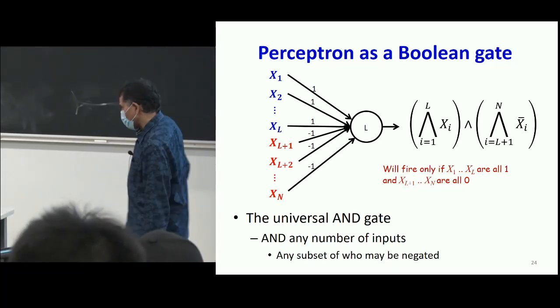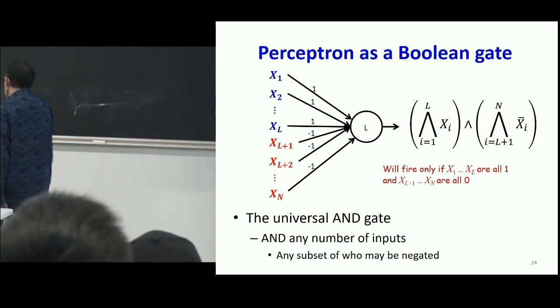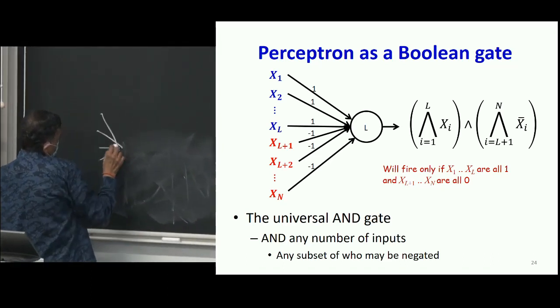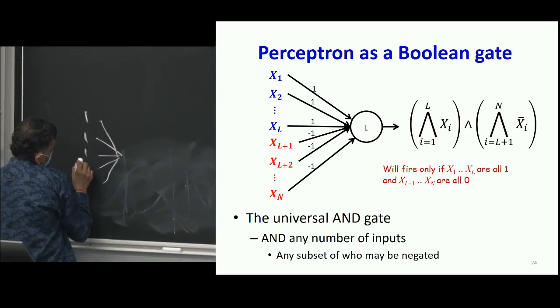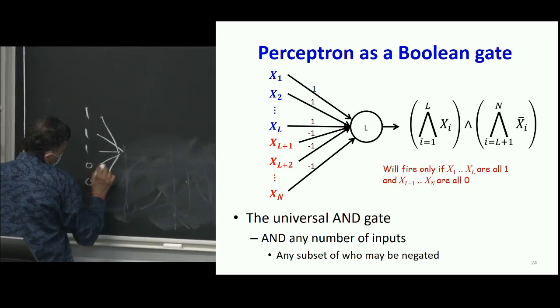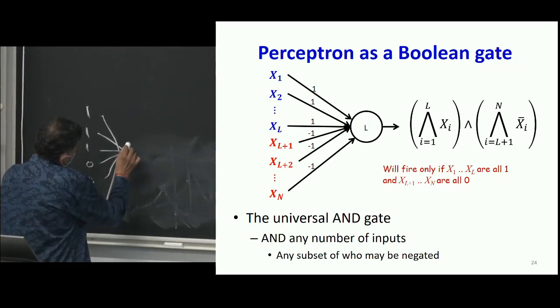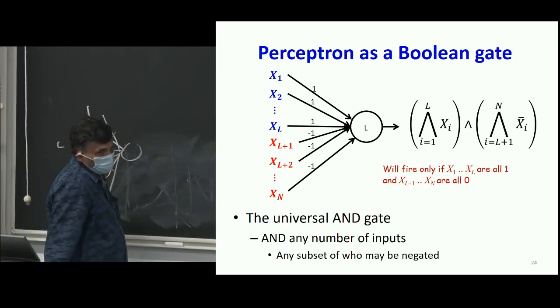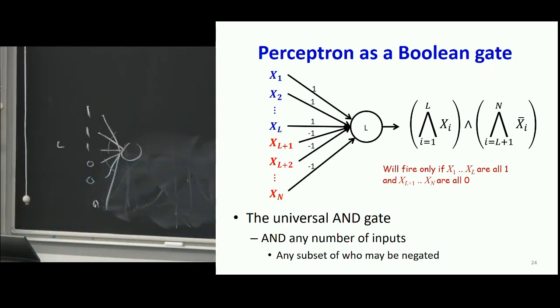Otherwise, it will not fire. To see why this is the case, let's set the inputs to the right value. So this is 1, 1, 1. There are L of these, then 0, 0, 0. The remaining are zeros. If the weights for all of these are +1 and the weights of these are -1, what is the total input that comes in?